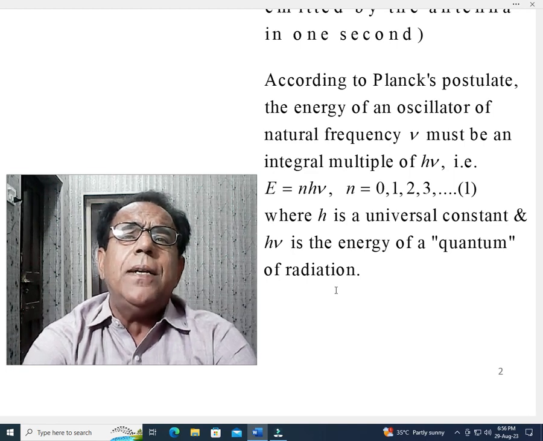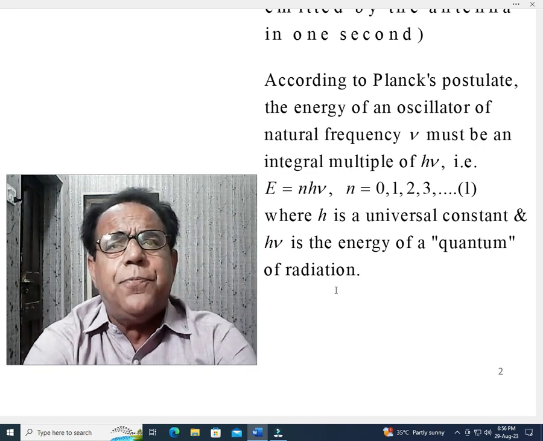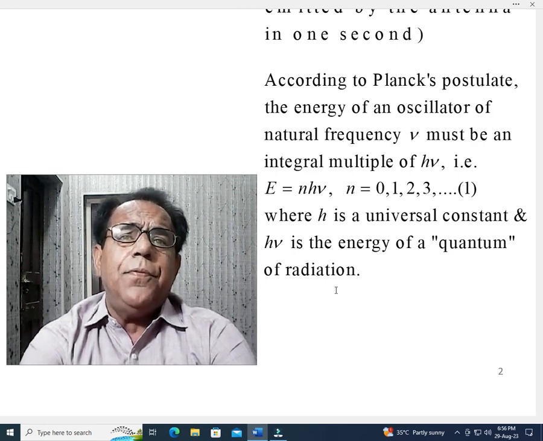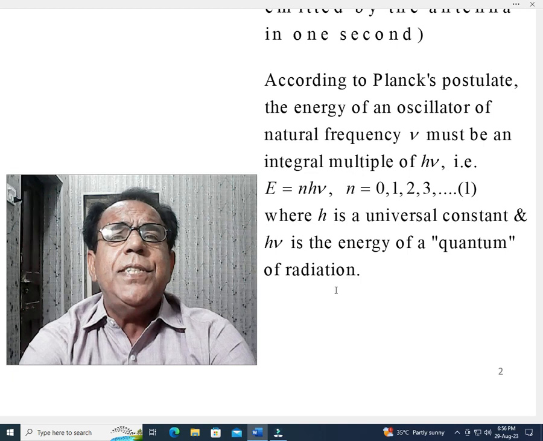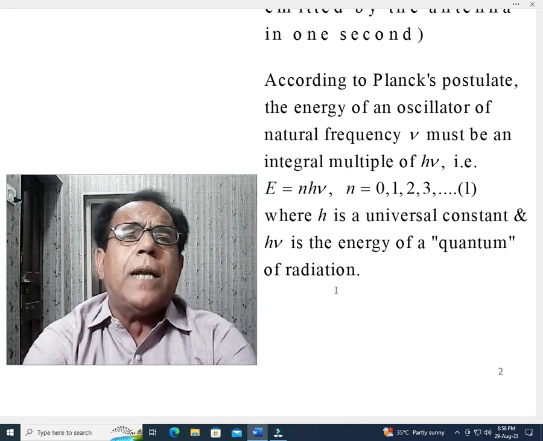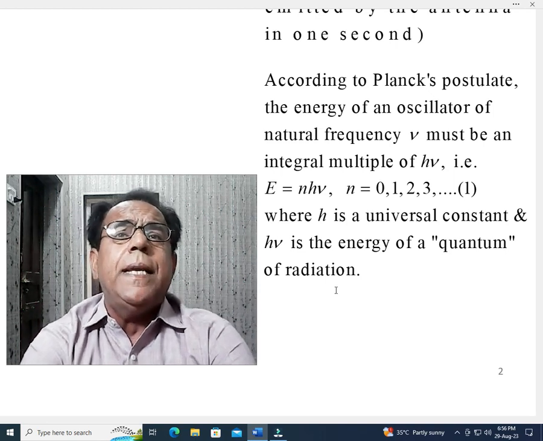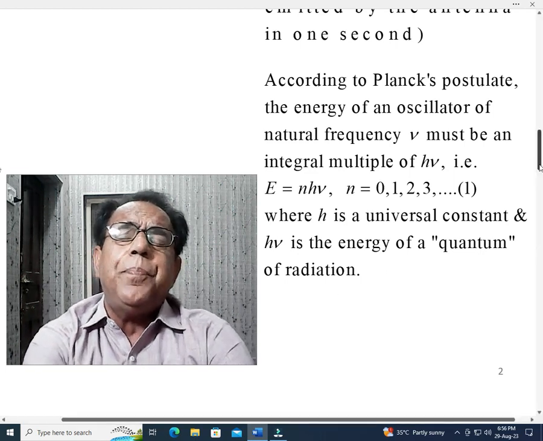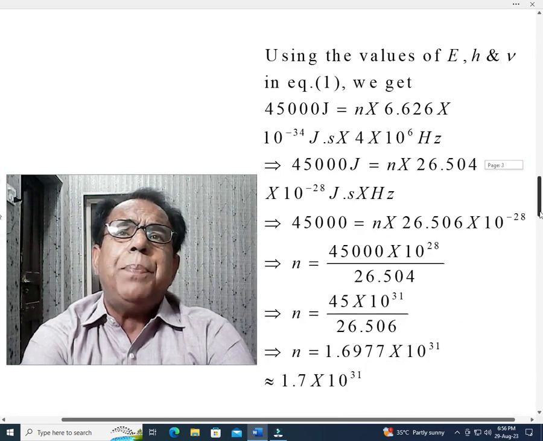For example, 1, 2, 3, similarly 1.25, 1.72, 1.92, but quantum indicates that it is discrete, that is, it can either be 0 or 1 or 2 or 3, it cannot be 1.5, it cannot be 1.25. Okay, integral multiple means discrete, that is appearing as whole numbers.